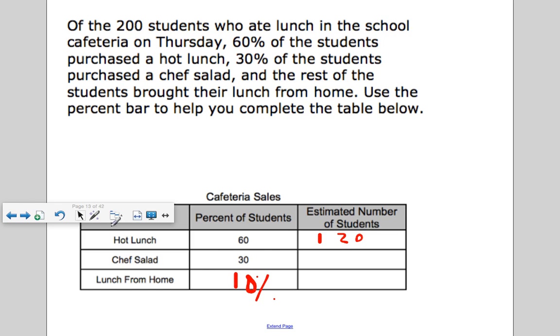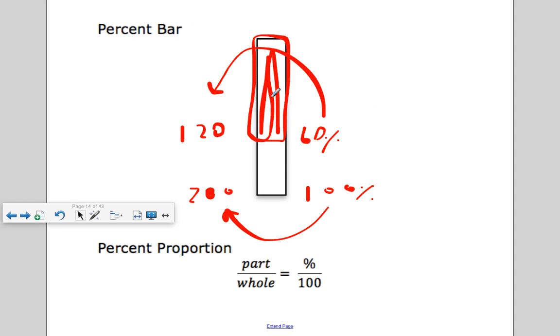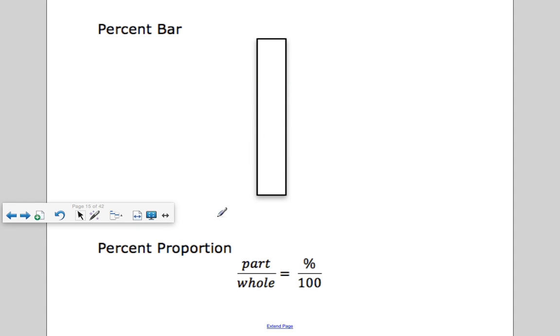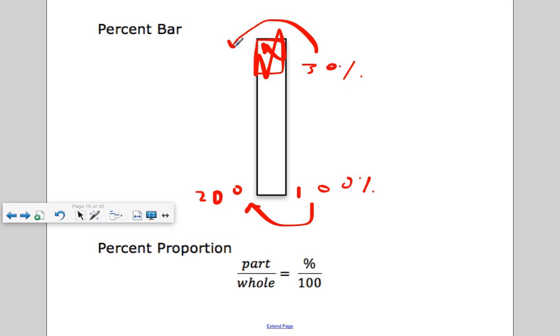All right, so now the next one. 30% like chef salad. Well, first of all, there are 200 students, which would be 100%. If 30% bring chef salad, is that more than half or less than half? That's less than half. So if I make a prediction, less than half will be less than 100. So I don't know, 70, 60, 50, 40. So how can I build 100% to 200 students? Times 2, so 60 students.